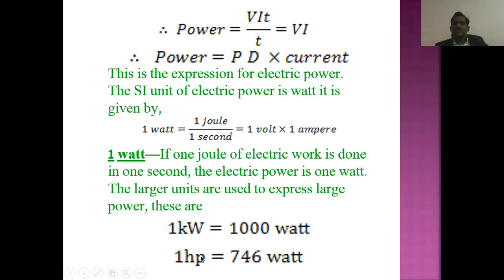What is 1 HP? Our electrical water motors are calibrated by horsepower. H means horse and P means power. So 1 horsepower, 1 HP, is equal to 746 watt.